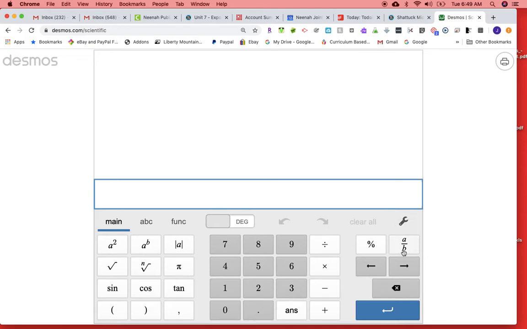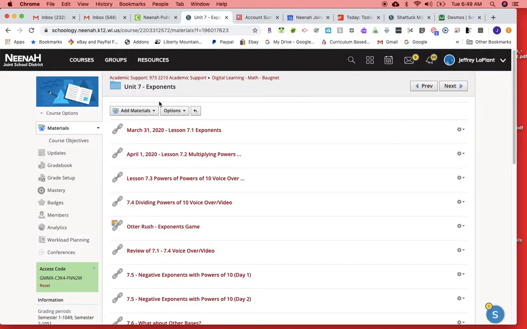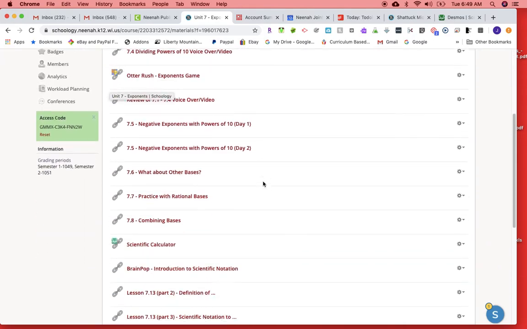The fraction button. This minus sign is also a negative sign. This a to the b power is the exponent button. And if you ever need parentheses, they're there as well. That pretty much has all the tools that you possibly would need. Let us know if you have specific questions, and good luck today.